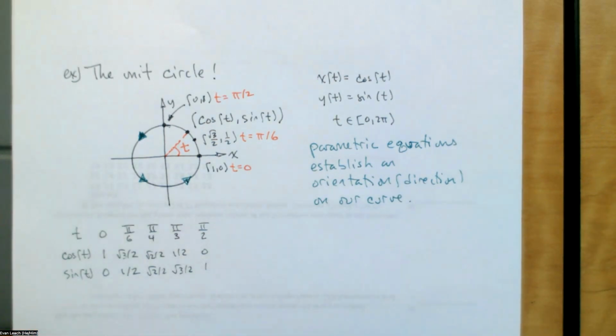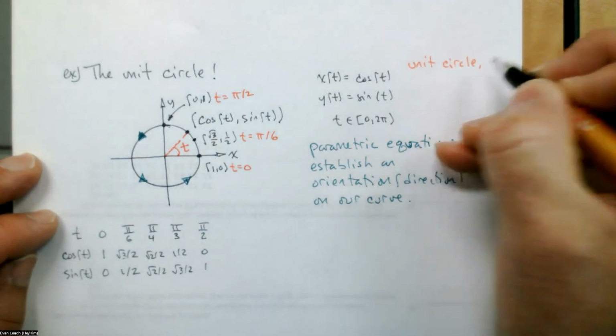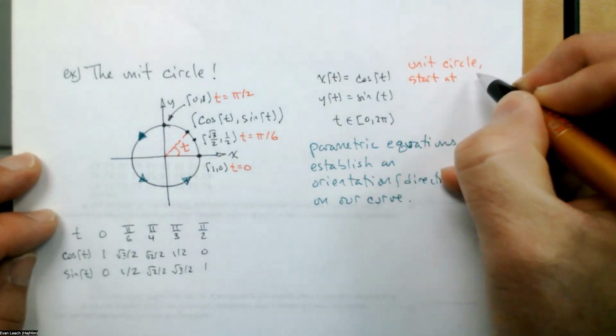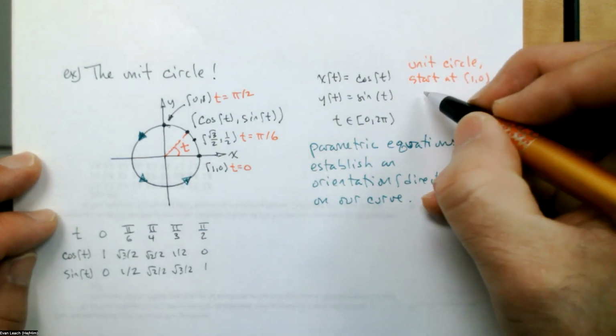One other thing to note is that when we define a curve with parametric equations, we are also setting up an orientation because the values of the parameter have some smallest value and some largest value. So that sets up a direction. So this set of parametric equations will be a unit circle starting at 1, 0, going around once counterclockwise.